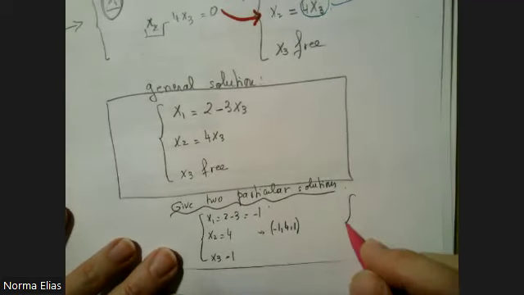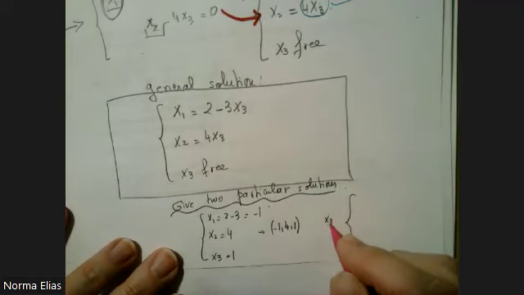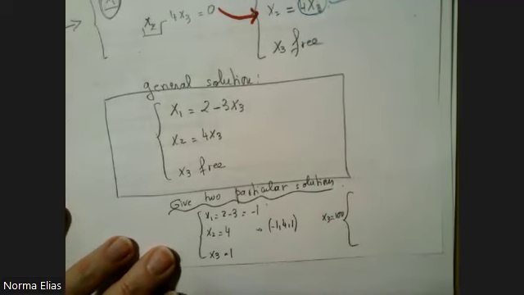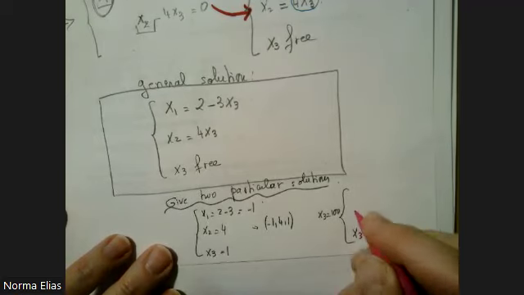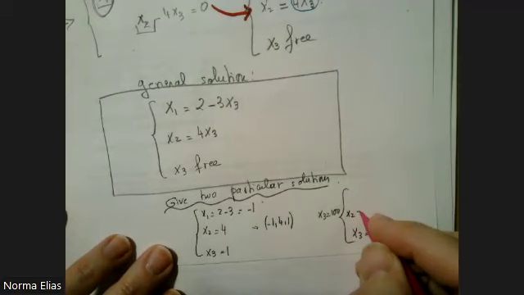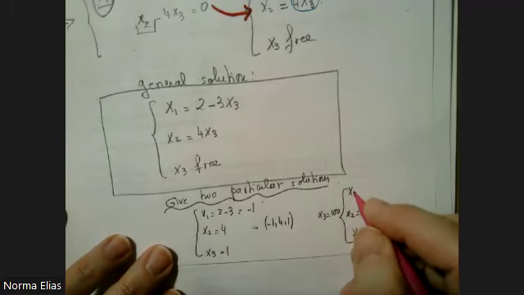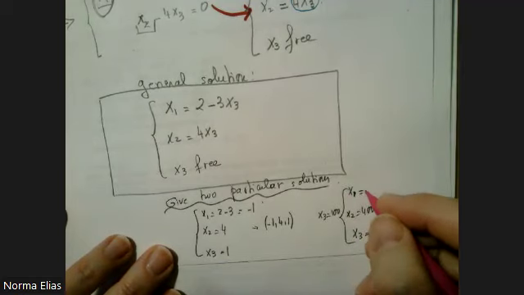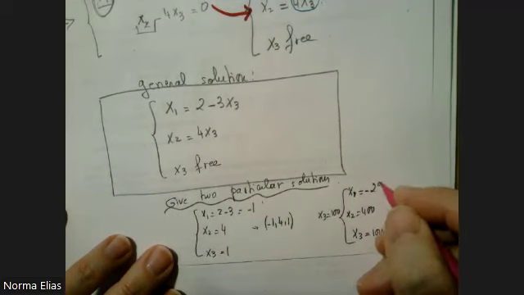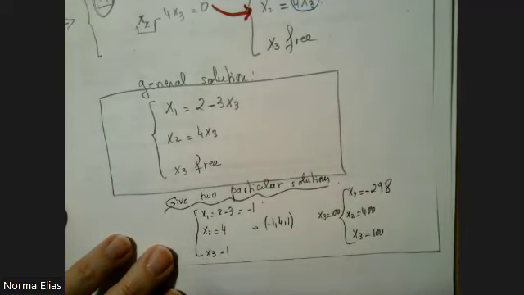I can pick another one. I can pick x3 to be whatever you want. You want it 100? I don't care. x3 is 100. x2 will be 400, and x1 would be 2 minus 300, so minus 298. That's another solution, and so on and so forth.